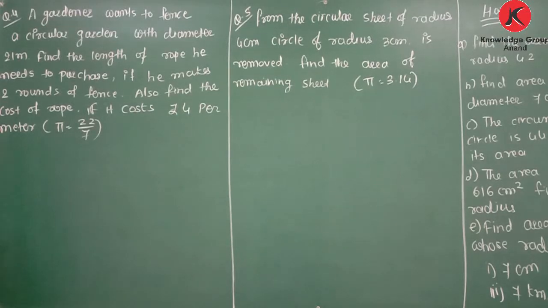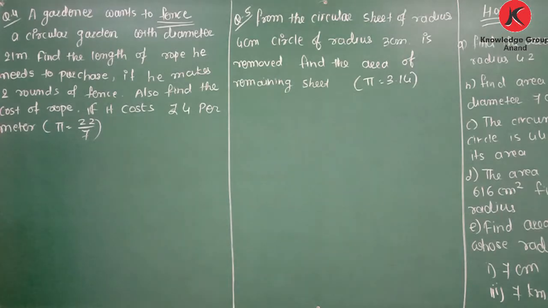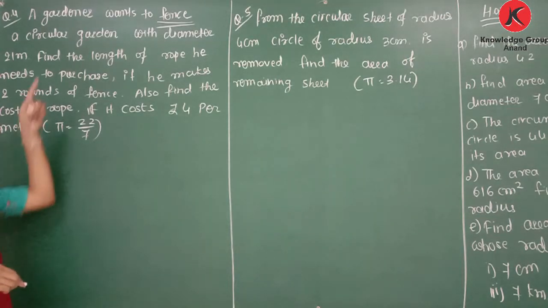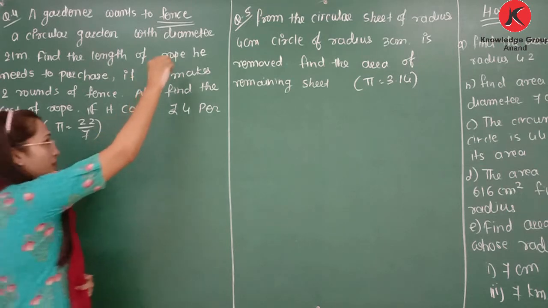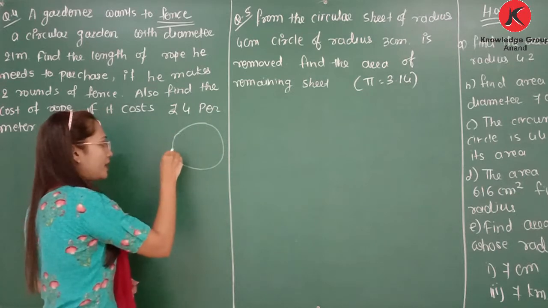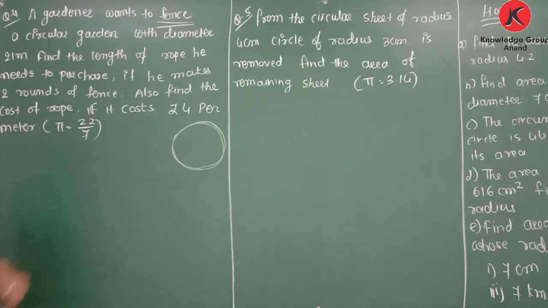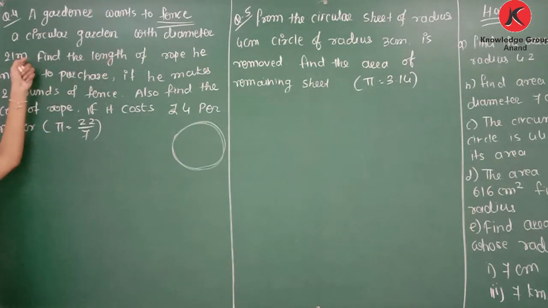Now question number 4. A gardener wants to fence a circular garden with diameter 21 meters. Fencing means what? It is covering the outer boundary. So covering the outer boundary means it is the circumference of the circle. If we take this circle, then getting a border of this, it is about the fencing. Okay. So here diameter is given, 21 meters. So from that we can find the radius.